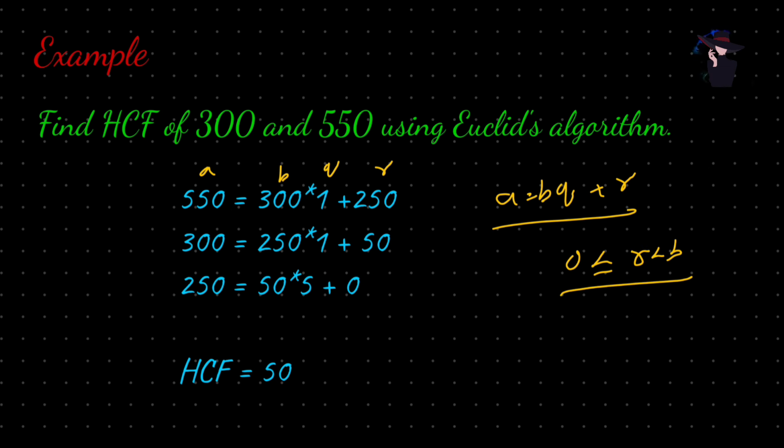Let's take this 300 as a now. Now write 300 as 250 into 1 plus 50. Let's take 250 again: 50 into 5 plus 0, that is 250. We got the value of r equal to 0. So now the value of HCF is 50, because when we work with 300 we get the same result as we get with 550. So the HCF of 300 and 550 is equal to 50.